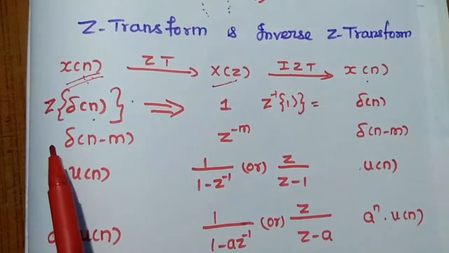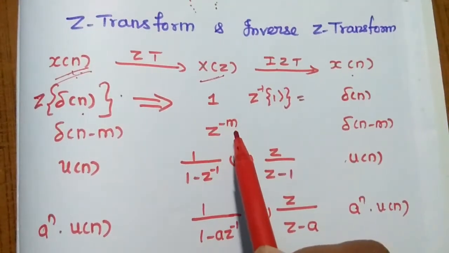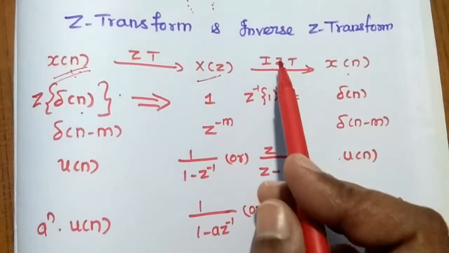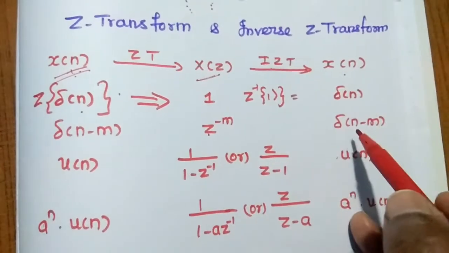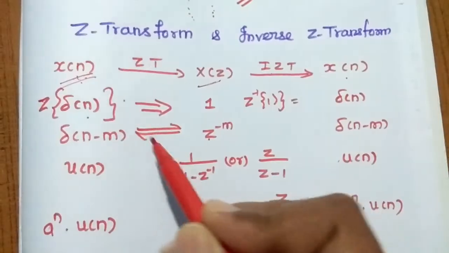The same thing, Z transform of del of n minus m is equal to z power minus m. If I take the inverse Z transform for this value, it will give del of n minus m, in the reverse order. It gives like this.